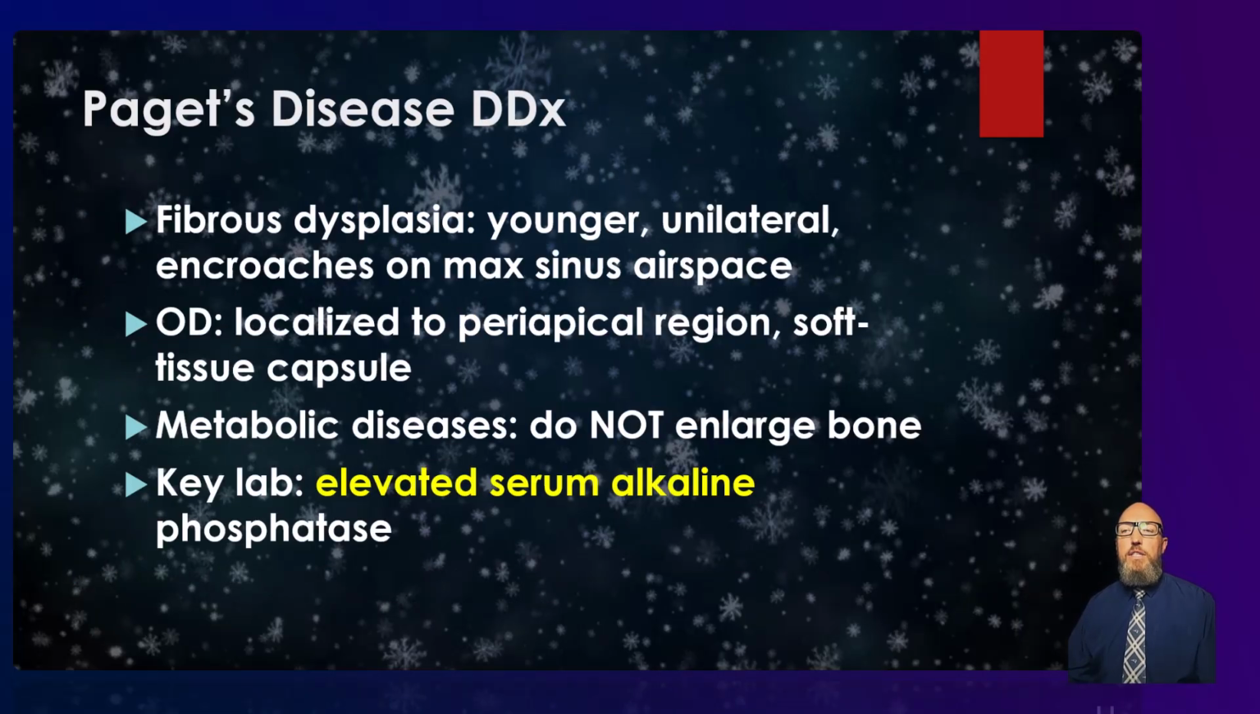As far as the differential, fibrous dysplasia could look very similar, right? But usually that's younger, usually unilateral, and it'll encroach on the maxillary sinus, where Paget's disease does not. Osseous dysplasia, of course, is localized to the periapical region with a soft tissue capsule, and the metabolic diseases such as hyperparathyroidism don't enlarge the bone, whereas Paget's does. Laboratory tiebreaker again is the elevated alkaline phosphatase, which can be higher in several of these other diseases.